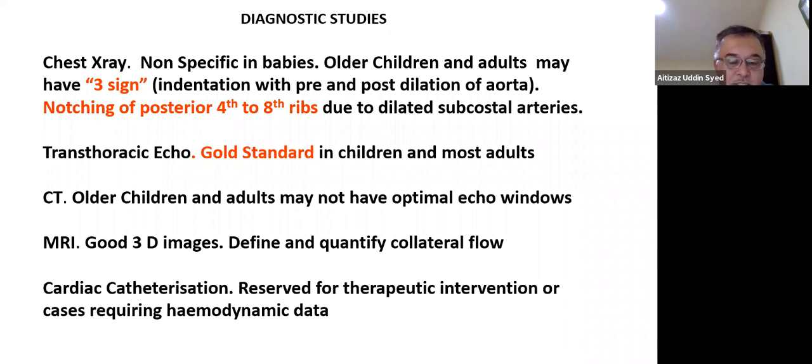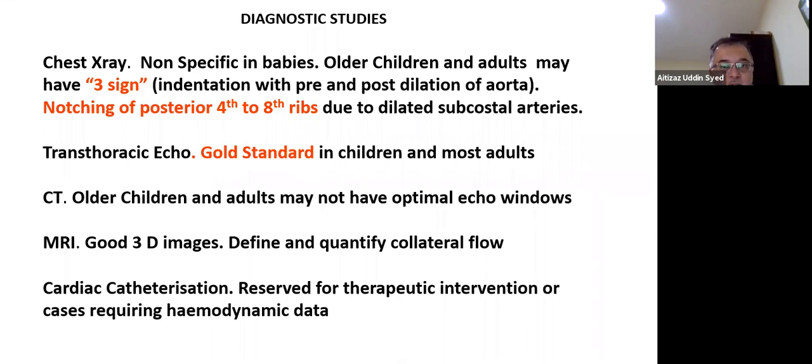Now, how do we diagnose coarctation? Diagnostic tests: just X-ray. To be honest with you, it only comes in the exam sometimes. They show you a chest X-ray. There is a reverse 3 sign or notching of the posterior 4th to 8th ribs. But practically we never diagnose coarctation on chest X-ray. You diagnose coarctation, then you go back and look at the chest X-ray, and then you find all these signs. Chest X-rays are pretty much unremarkable. But the gold standard is echo in most of the children and adults, and it will give you the exact diagnosis of a coarctation.